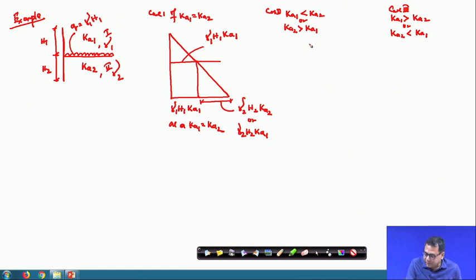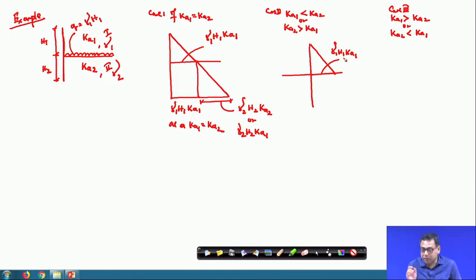But in the second case, this is for layer 1. Layer 1 is as usual the same, I will draw the same thing, gamma 1 H 1 K A 1. Now, K A 2 is greater than K A 1. Again the Q value is gamma 1 H 1, but now this will not remain the same.